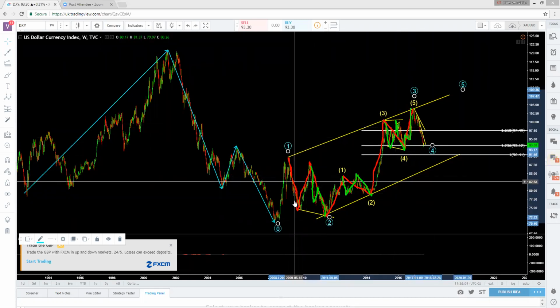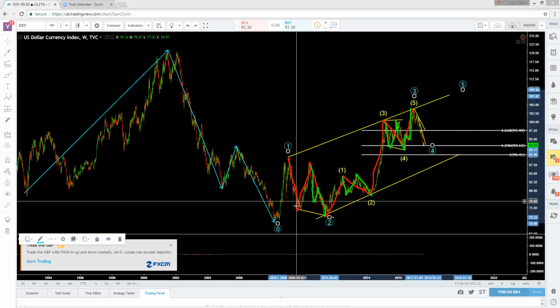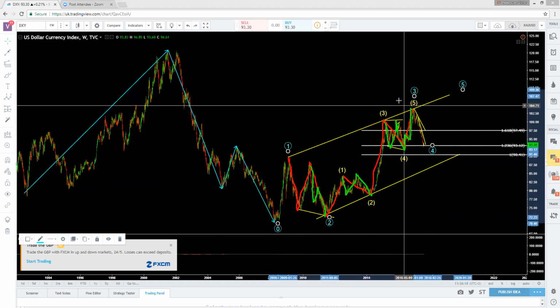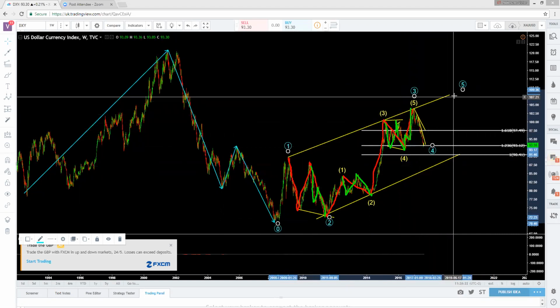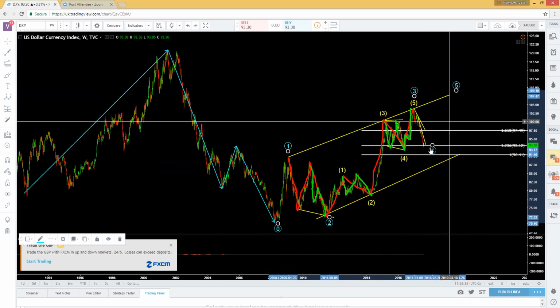Or if we're looking at this sharp pullback, or we could be saying that this went sideways. So if this is the sideways, then we could just have a sharp pullback on wave 4 and then wave 5. That is alternation, according to the wave theory.